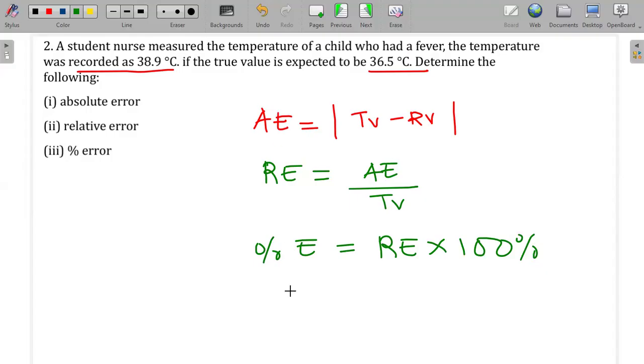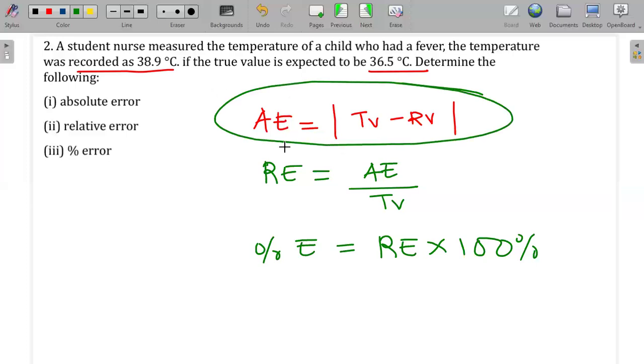So you can see that the formulas are actually what? Connected. So if you don't know the formula for the absolute error, then you are dead. Okay? Not necessarily you're dead, but you can't find the other answers here.